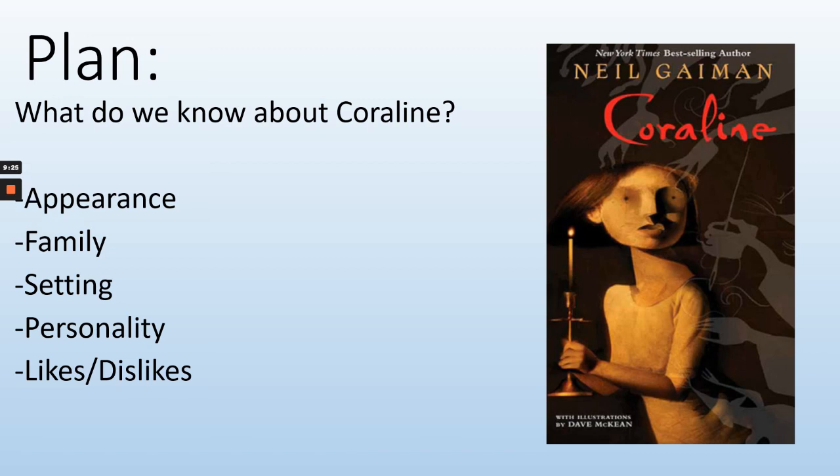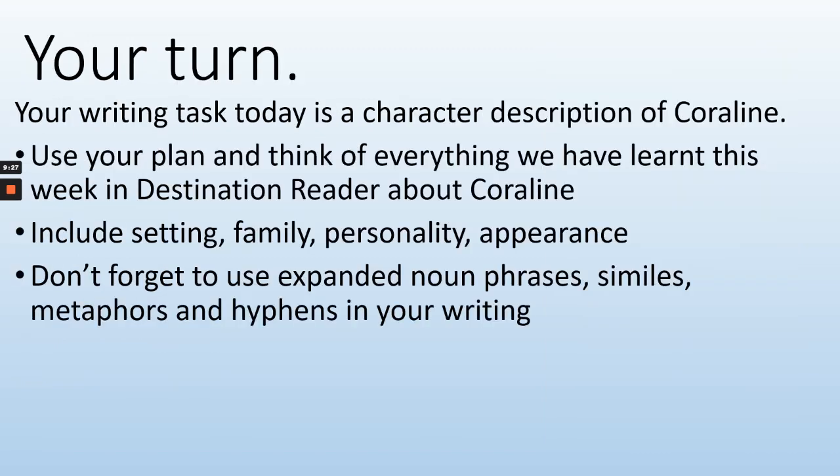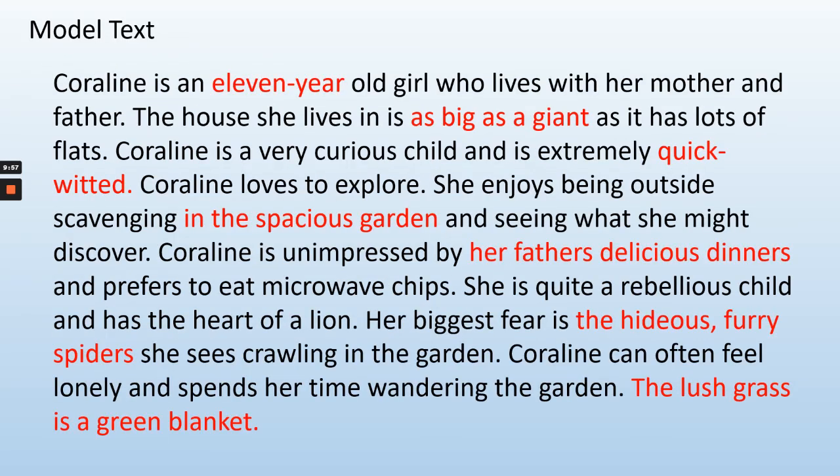Okay, so you should have your plan to help you with your writing. So your writing task today is a character description of Coraline. Use your plan and think of everything we've learned this week in Destination Reader about Coraline. Include setting, family, personality and appearance, and use your expanded noun phrases, similes, metaphors and hyphens in your writing. Okay, I want to see an amazing piece of writing using all these features you've learnt all week and see what you have understood about the text about Coraline. Good luck, Year 5.